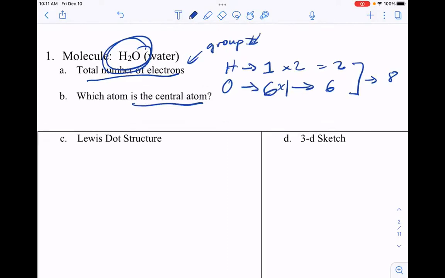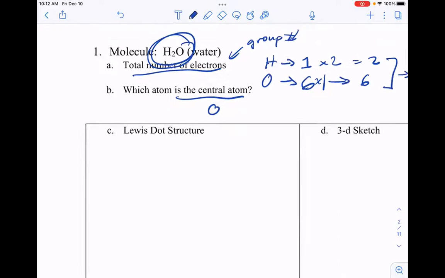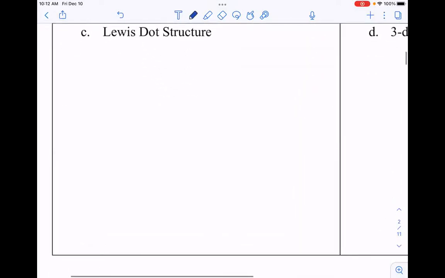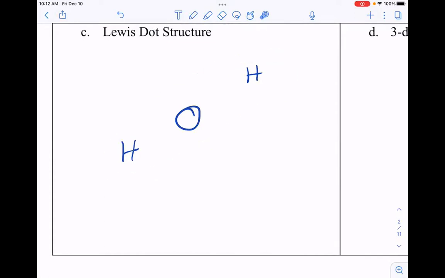And so when it comes to the central atom, hydrogen is never the central atom. It is always a surrounding or peripheral atom. So we only have one option in this case. It's just going to be oxygen. Since the central atom is oxygen, when we're drawing the Lewis dot structure, we're going to put oxygen right in the middle, and then surround it with hydrogens. You can orient these hydrogens any which way, simply because this is a 2-dimensional depiction of this molecule.